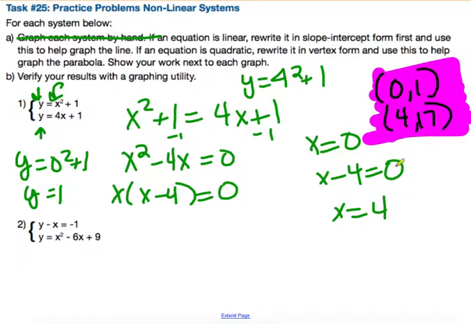Now notice I just put these things into one of them. I could put them in either one. Either way, I'm going to get the same thing. So I could have put it down here. It would have just gave me the same answer.